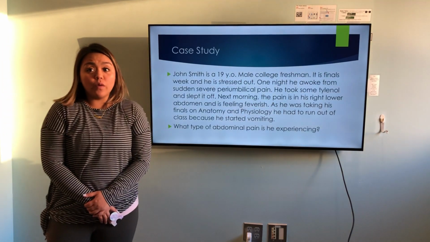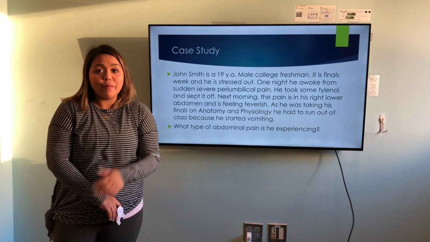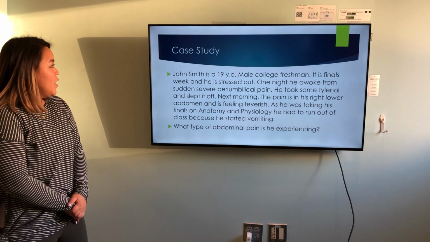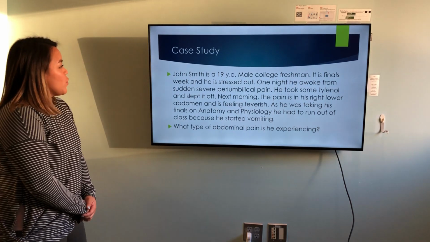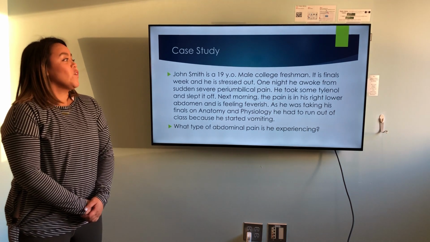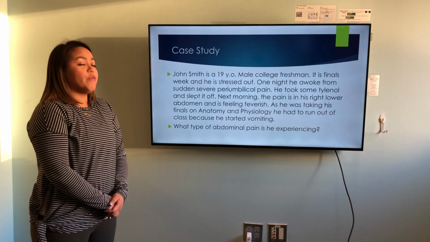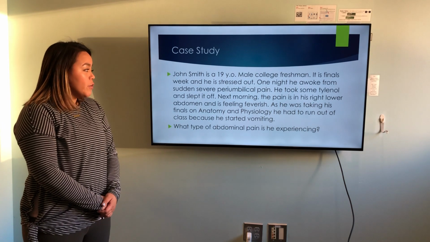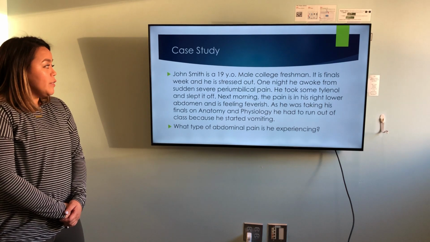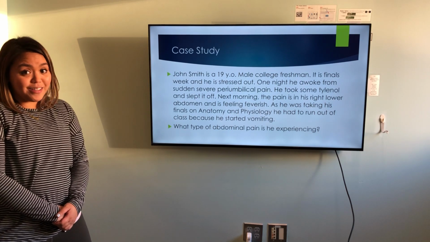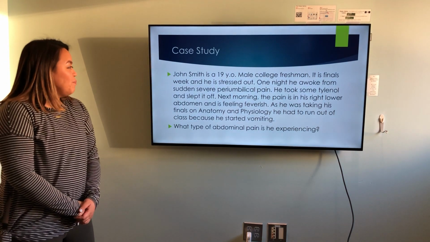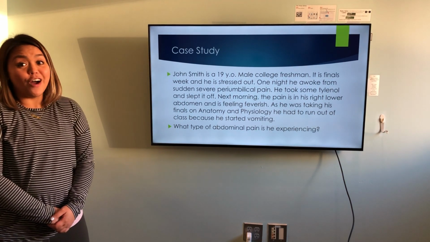So now I want to go over a case study to examine if you've learned anything from the lecture I've just gone over. So John Smith is a 19-year-old male college freshman. It is finals week and he is stressed out. One night he awoke from sudden severe periumbilical pain. He took some Tylenol, which sucked it off. Now next morning, the pain is in his right lower abdomen and he is feeling feverish. As he was taking his anatomy and physiology exam, he had to run out of class because he started vomiting.